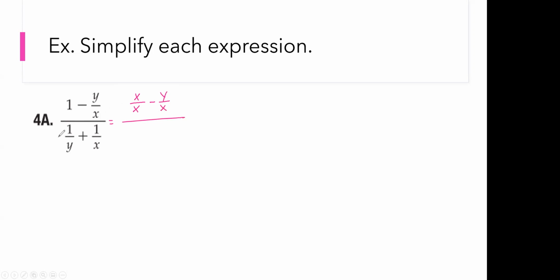And then in my denominator, I have a denominator of y and a denominator of x. So 1 over y plus 1 over x, well, my least common multiple would be xy. So I'm multiplying this by x over x, I get x over xy. And here I'd be multiplying by y over y, and I would get y over xy. And I add it together.